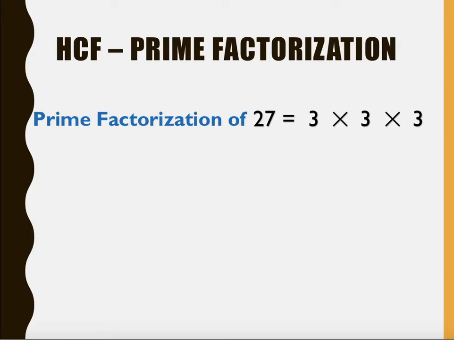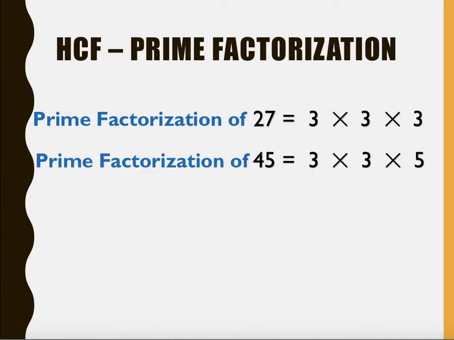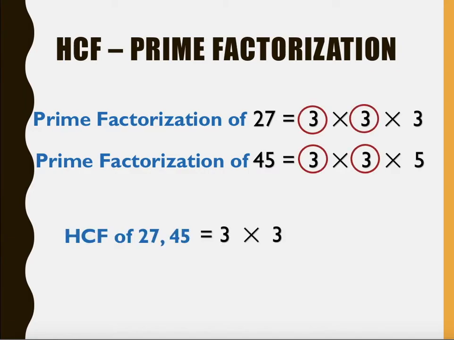Let's look at the prime factorization method. Here I have listed the prime factorization of 27 as 3 times 3 times 3. So obviously it has to be a product of prime numbers. Now the prime factorization of 45 is 3 times 3 times 5. So what is common between 27 and 45? What are the common factors? We have the 2 3's. So the HCF of 27 and 45 is 3 times 3, which is equal to 9.